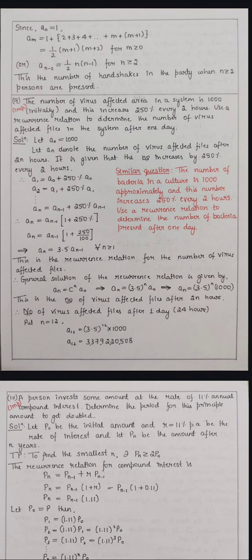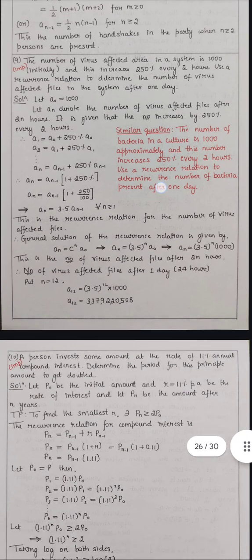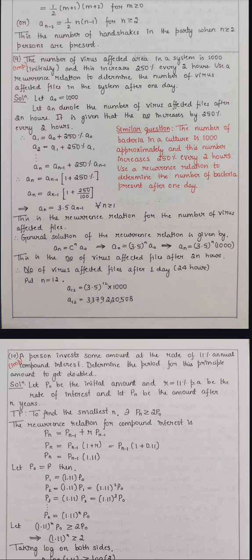The number of virus affected files in the system is 1000 initially, and then it increases by 250% every 2 hours. Use a recurrence relation to determine the number of virus affected files in the system after 1 day.